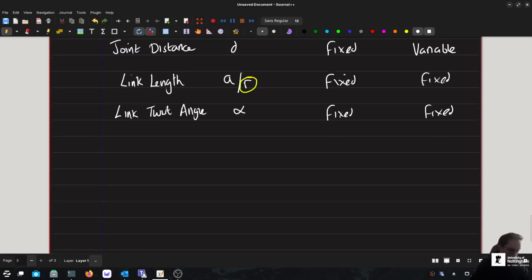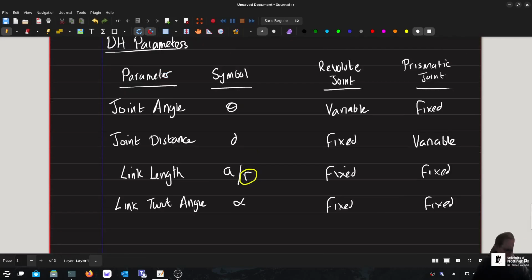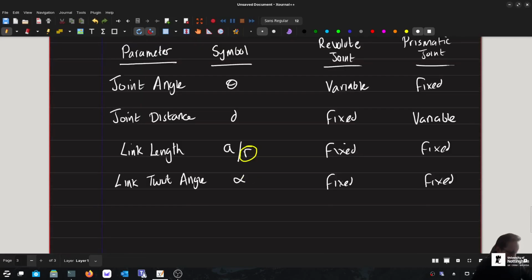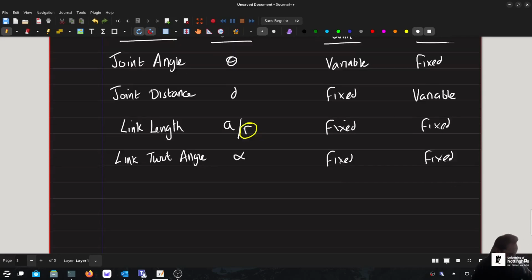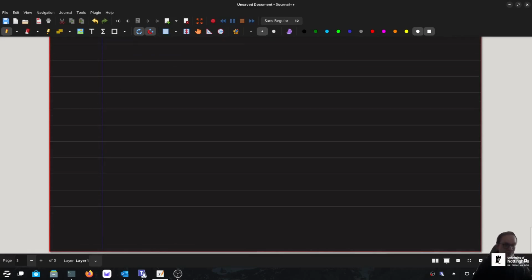Okay, so let's actually see how this all works. I'll come with a simple example first, and then I'll do a bit more of a complicated example. So, example 1.